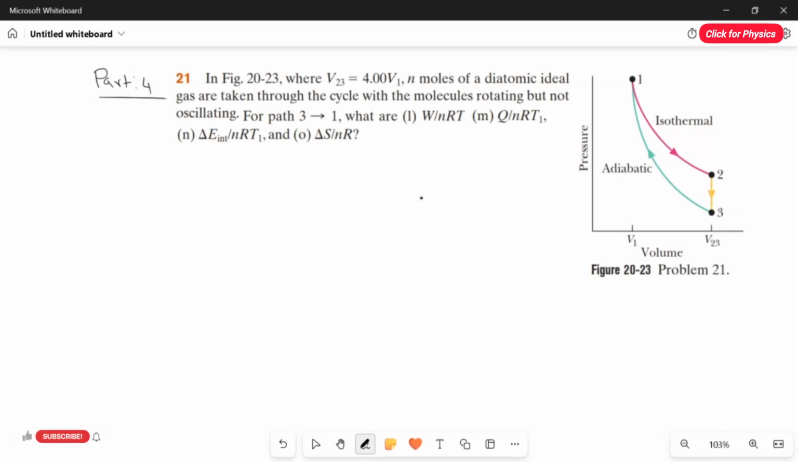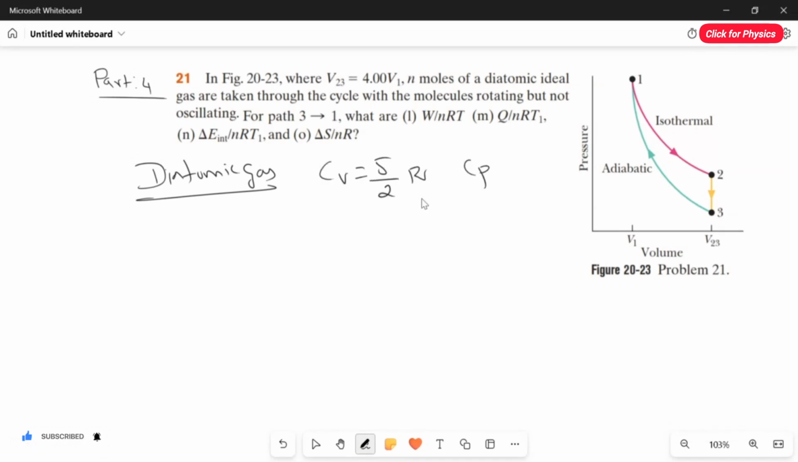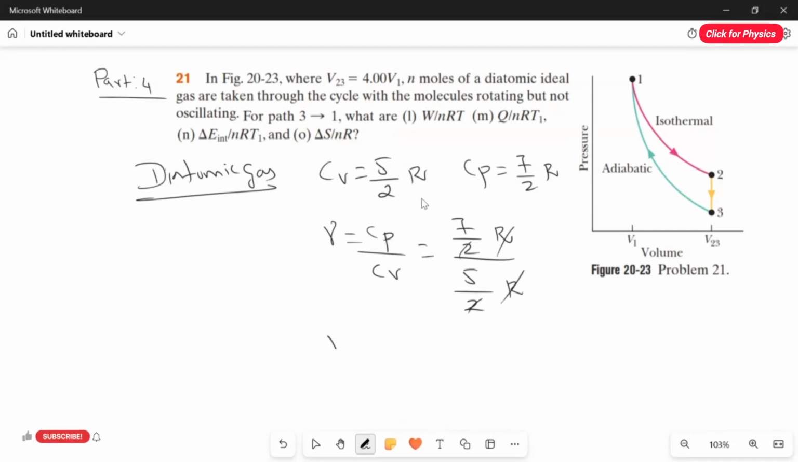As they already mentioned in the question, this is the diatomic gas. What is diatomic gas? For diatomic gas, the CV value is 5 over 2 times R and CP value is 7 over 2 times R. So by using the CP and CV, we can find the value for gamma. So gamma is equal to CP over CV. By that we will get 7 over 2 times R over 5 over 2 times R. We can cancel these 2 and R. By that we will get the value of gamma, which is 7 over 5, which is equal to 1.4.